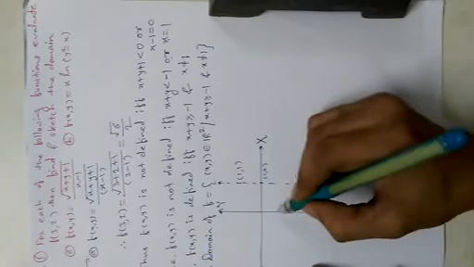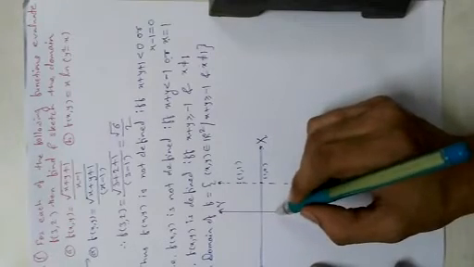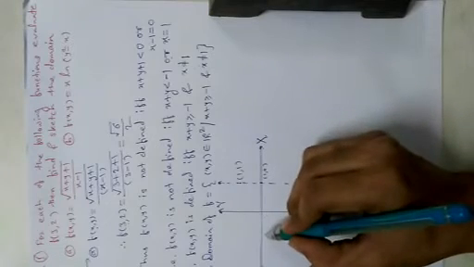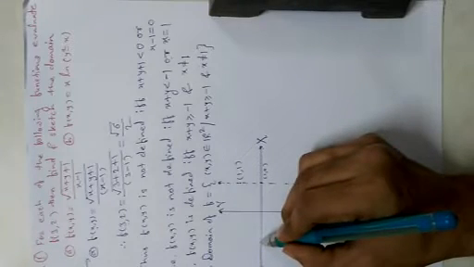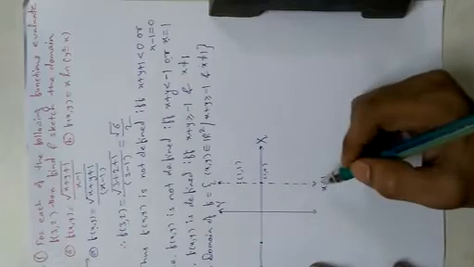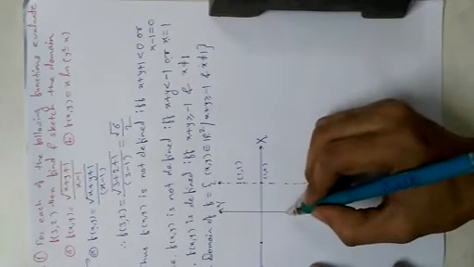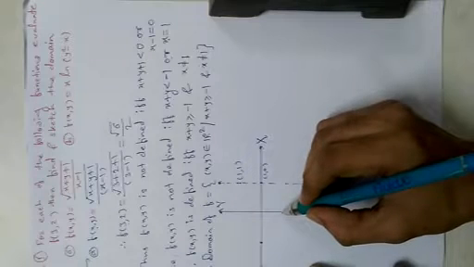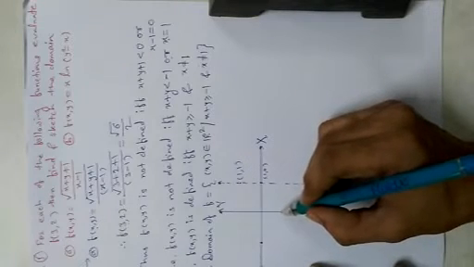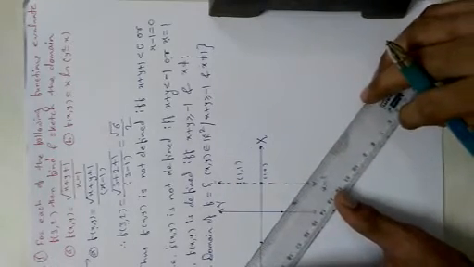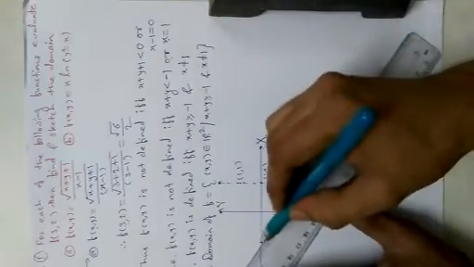Then we mark both these points. The first point is (minus 1, 0), somewhere here. The next point is (0, minus 1). That means x is 0 and y is minus 1, somewhere here. Then draw a line passing through both these points.